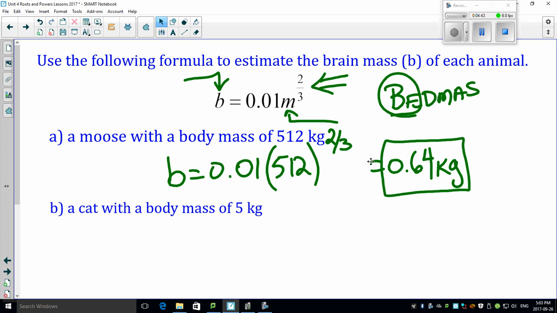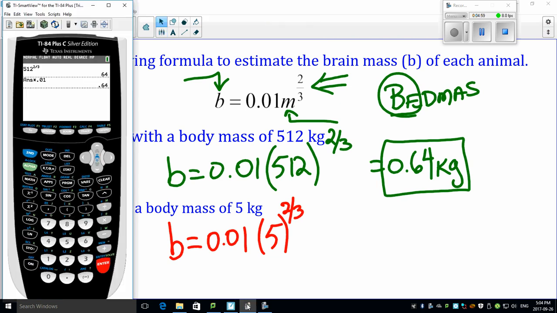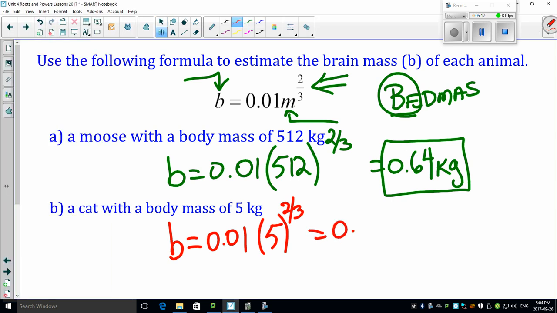Look at the cat now. Meow. Okay, look at the cat now. The brain mass is 0.01. The mass of the cat is about 5 kilograms, and 2/3 is, of course, the power. Same thing as before. Get your calculator going here. This is 5 to the power of 2/3. 2 divided by 3. Boom. Multiply that by 0.01. And now you know, look at that small brain mass of 0.029, which tells you why your cat gives you attitude.